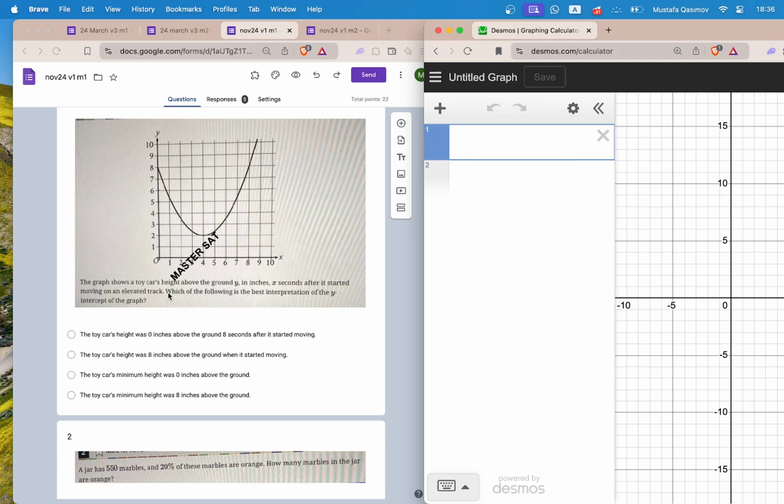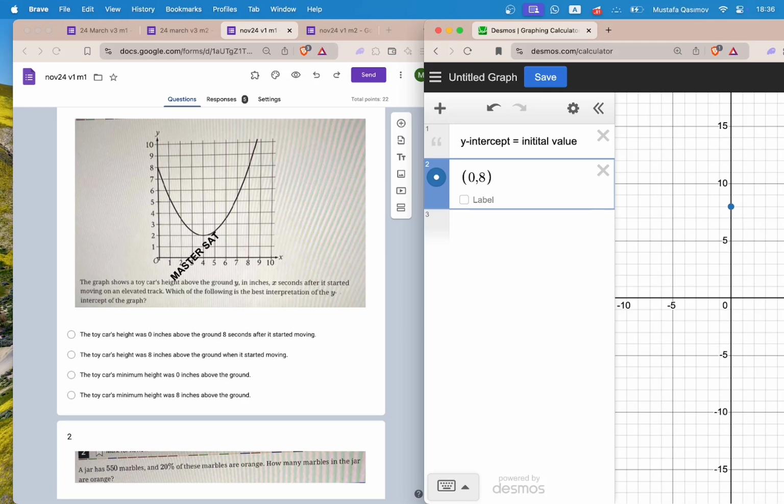Okay, let's start from November 24 version 1 model 1. In this question, we can see that this quadratic equation, and it asks what's the best interpretation of y-intercept. We know that for y-intercept, it is always related to initial value, starting value. Because for y-intercept, it is this point 8, and it is 0 and 8. So it means that x is equal to 0, so time is 0, and it is at 8 inch. The toy car's height was 0 inch, not correct. The car's height was 8 inch, so answer is B.